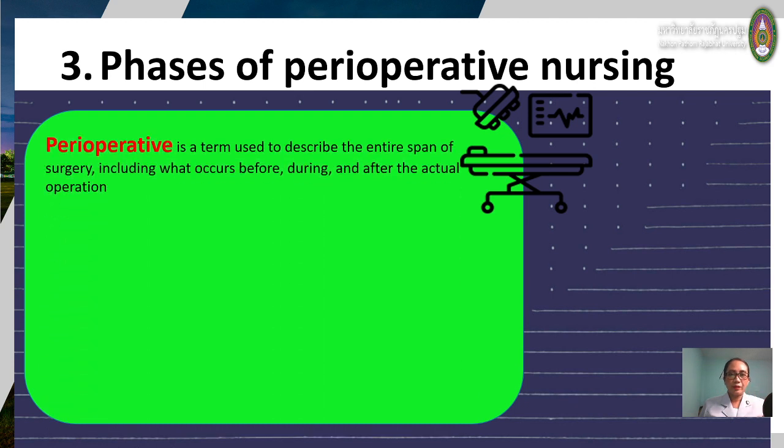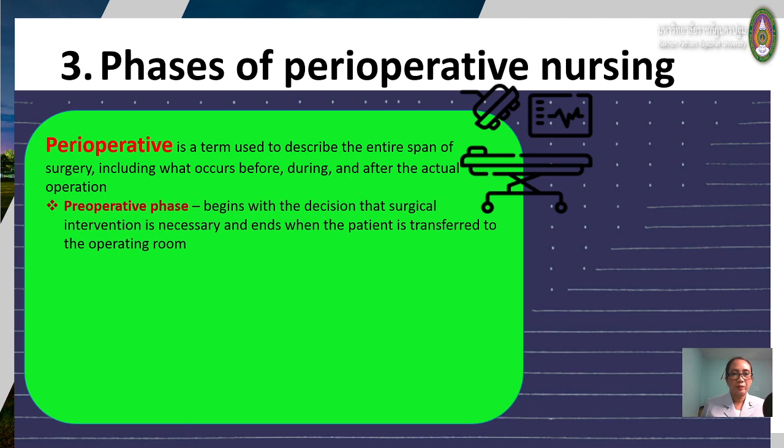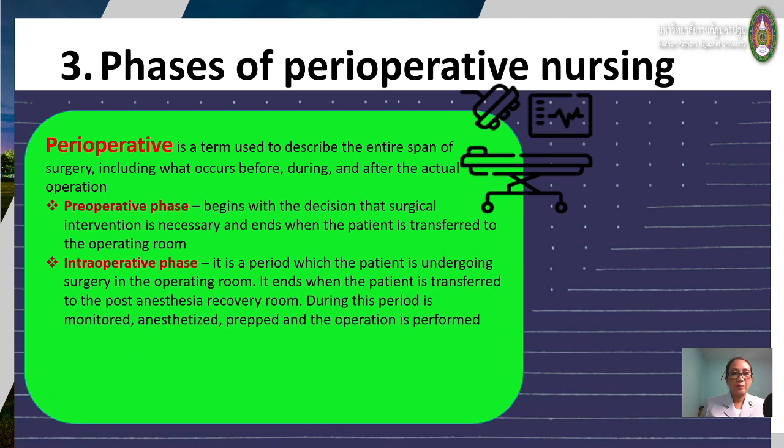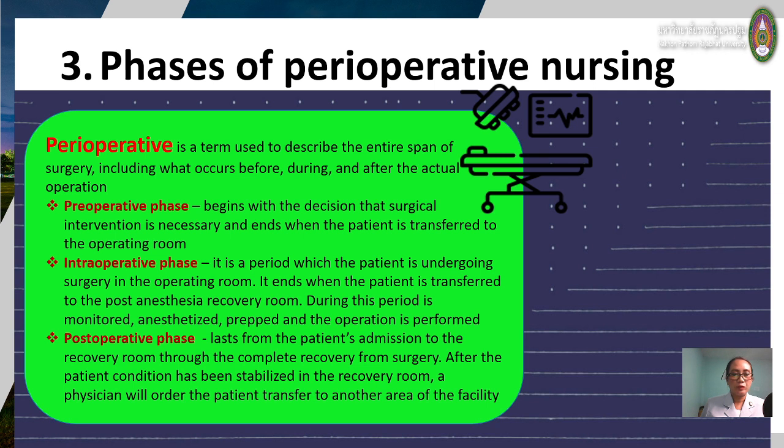So the phases of perioperative nursing include this. But let's find out first what is the meaning of perioperative. Perioperative is a term used to describe the entire span of surgery, including what occurs before, during, and after the actual operation. So we have the preoperative phase, the intraoperative phase, and the postoperative phase. The preoperative phase begins with the decision that surgical intervention is necessary and ends when the patient is transferred to the operating room.